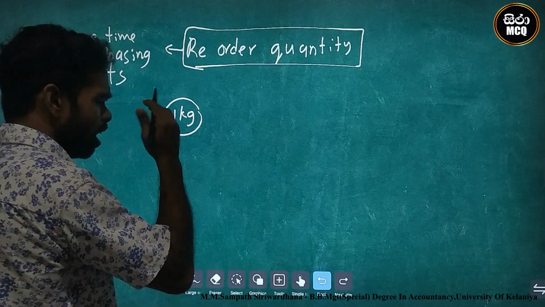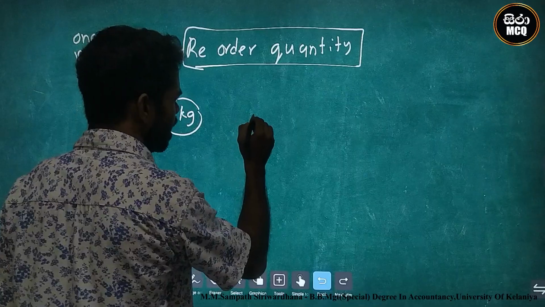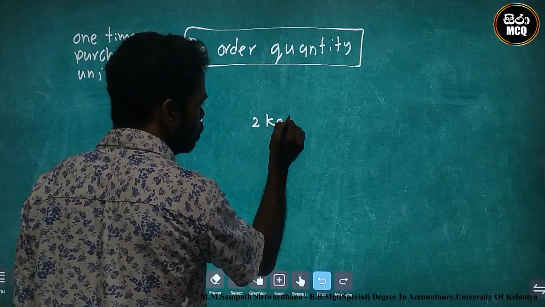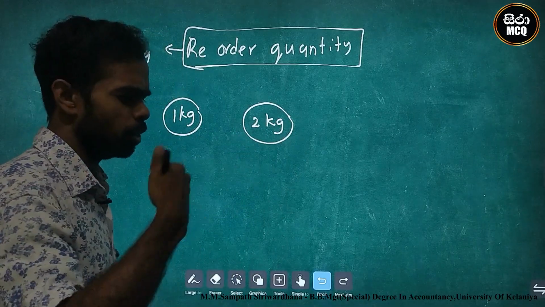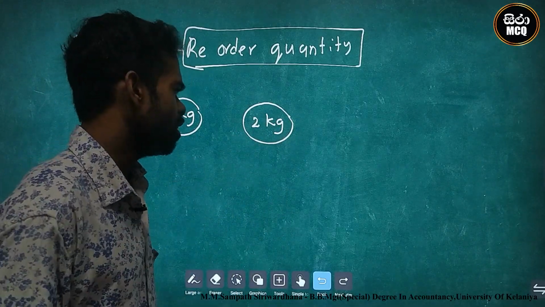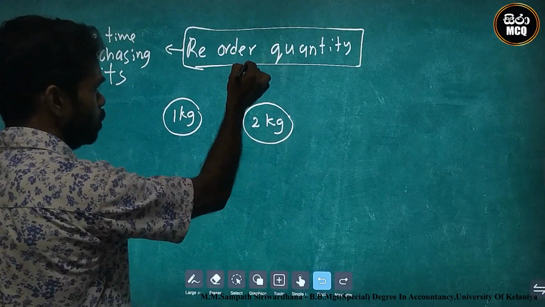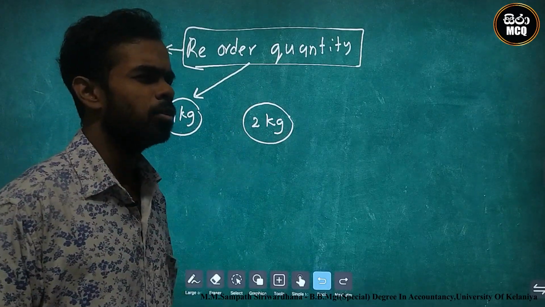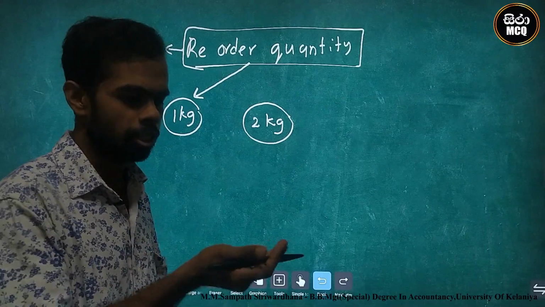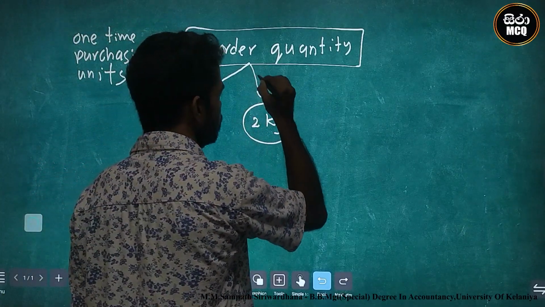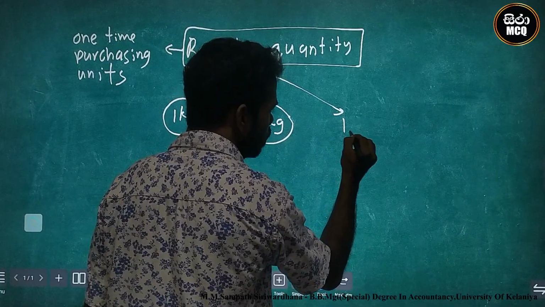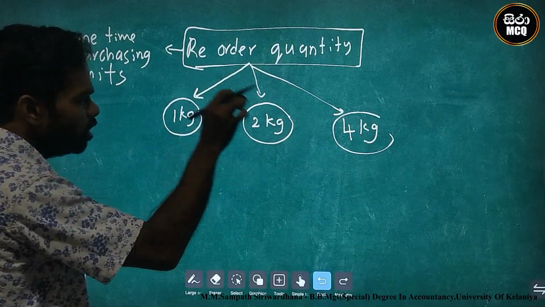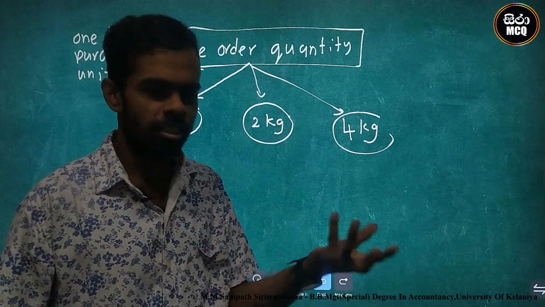After that, I purchase 2 kilos at one time. Therefore there are so many reorder quantities. Again I go to the selling shop, and I purchase 4 kilos of sugar at one time. These are reorder quantities, again purchasing units.